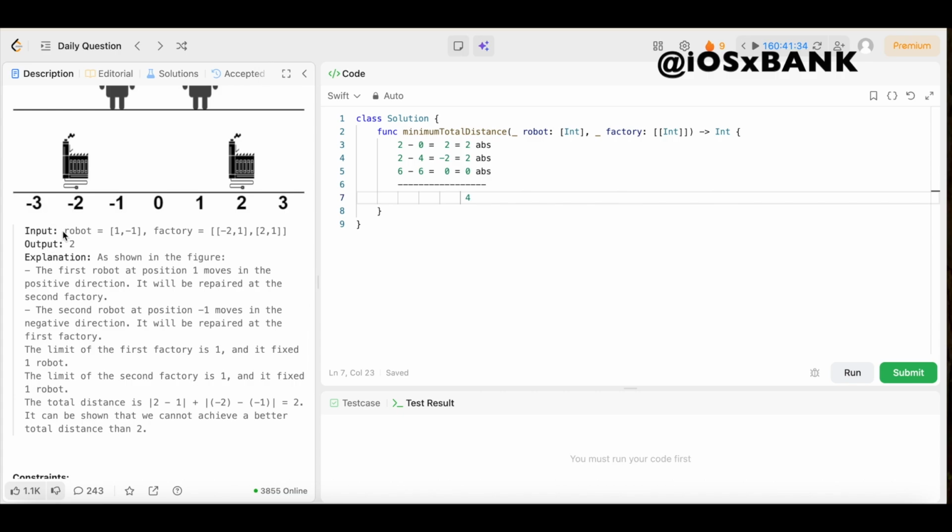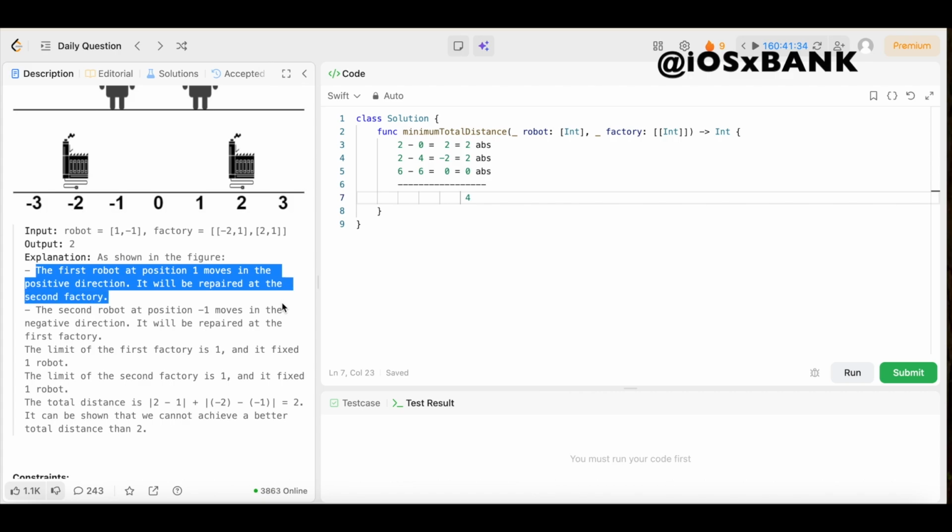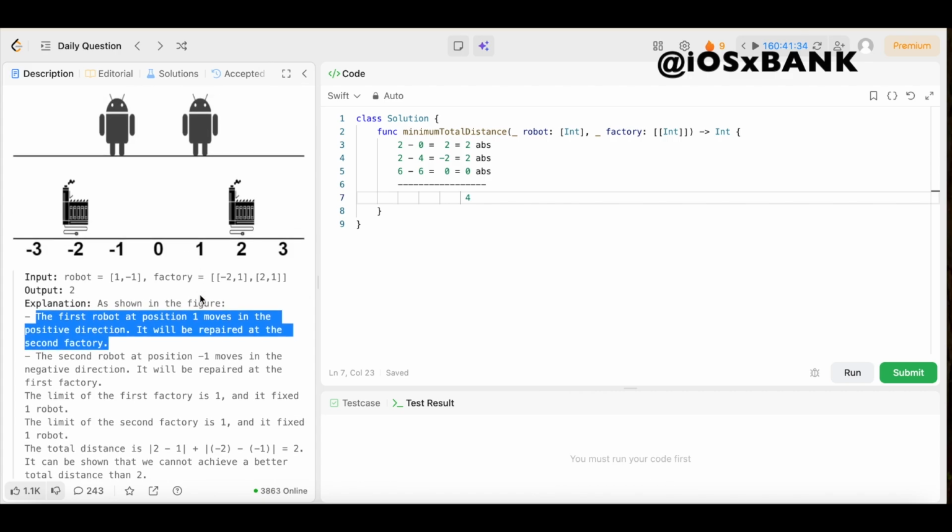In example 2, our input robot equals an array of integers 1 and negative 1. Factory equals a 2D array of integers. First array is negative 2 and 1. Next array is 2 and 1. This time the output is 2. Explanation says, as shown in the figure, the first robot at position 1 moves in a positive direction. It will be repaired at the second factory. So this robot right here moves 1 position to the right and it gets repaired over here.